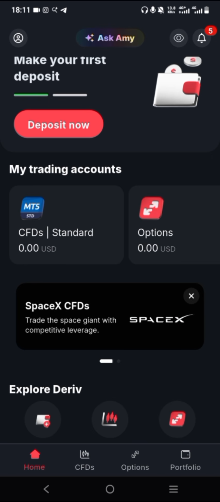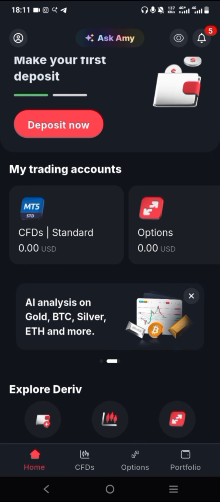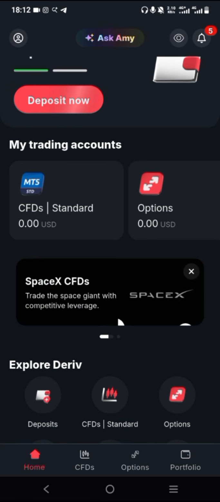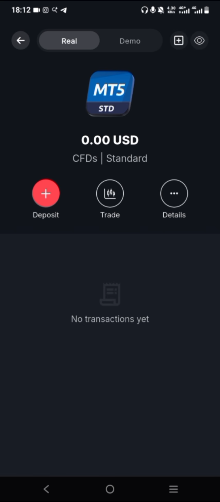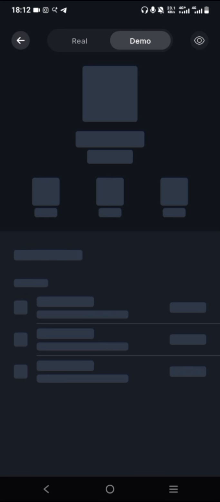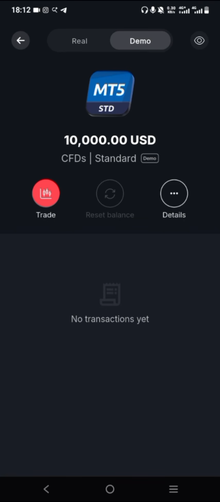A CFD allows you to speculate on the price movement of an underlying market without necessarily owning the underlying asset itself. For example, instead of buying a physical amount of gold, you could trade a CFD that tracks the price movement of gold. If the market moves in the direction of your trade, you make a profit. MT5, as you see in the logo of this picture, stands for MetaTrader 5, a popular trading platform used for analyzing charts and placing trades.